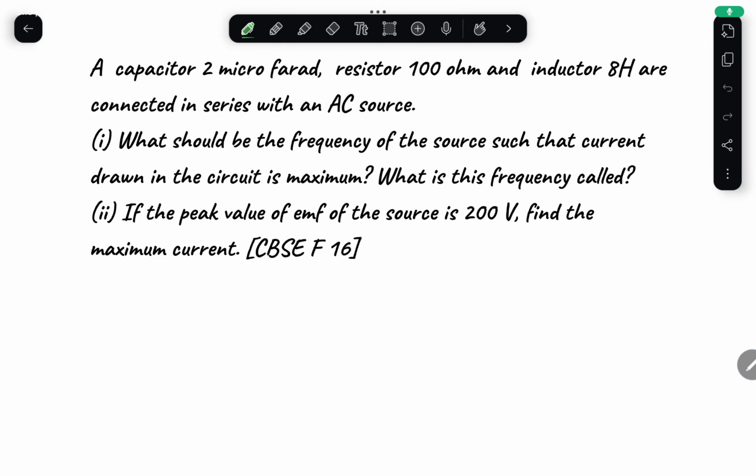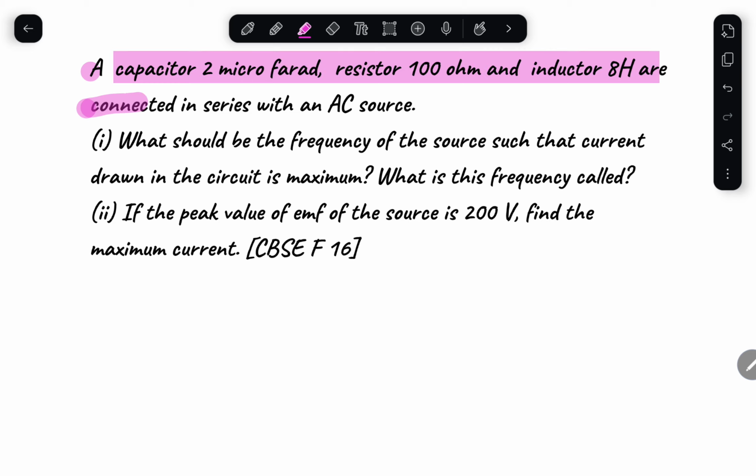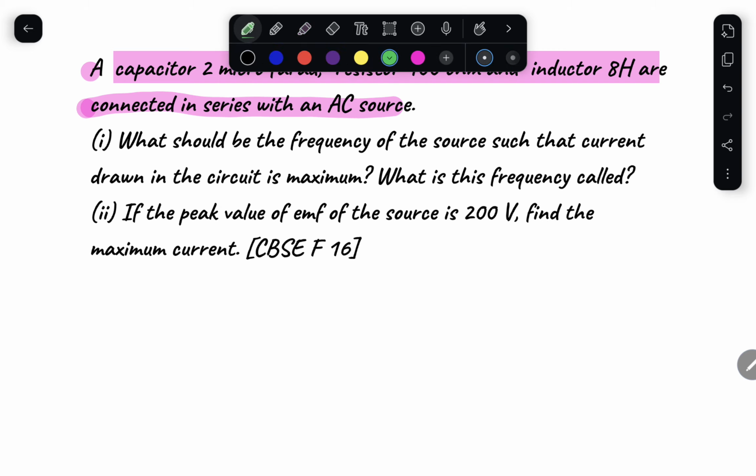So we again come with a question of LCR circuit. This also came in the CBSE 2016 paper. So the question is like this: we have a capacitor of 2 microfarad, a resistor of 100 ohm, and an inductor of 8 Henry, which are connected in series to an AC source. Okay, so this is the data given.